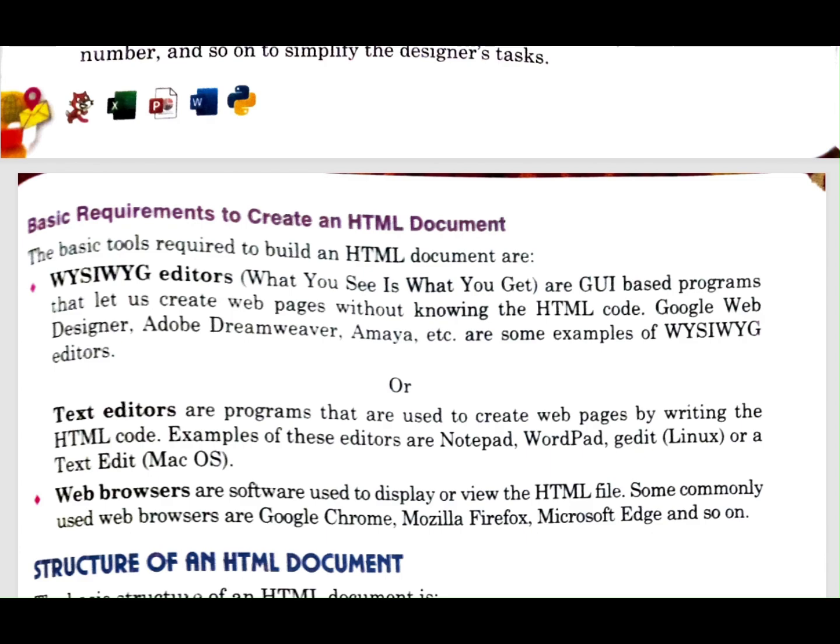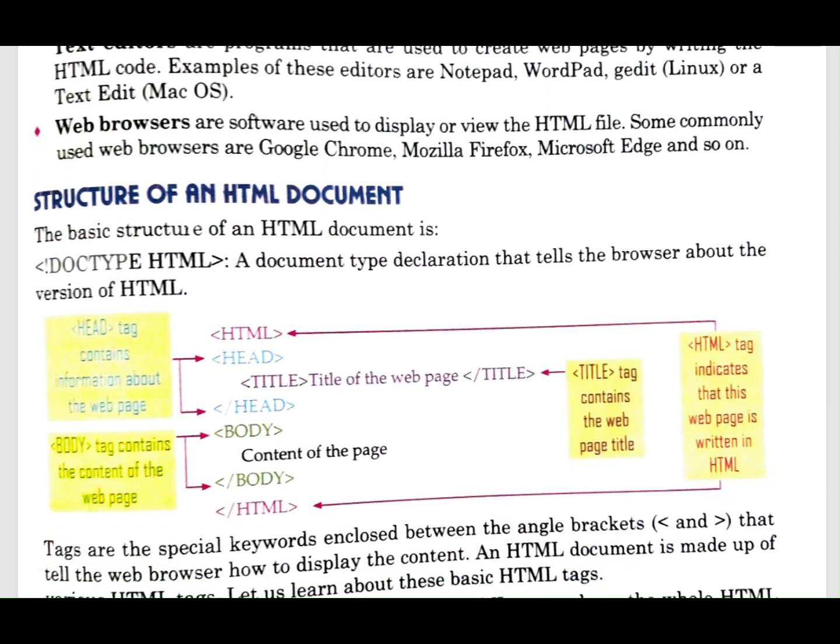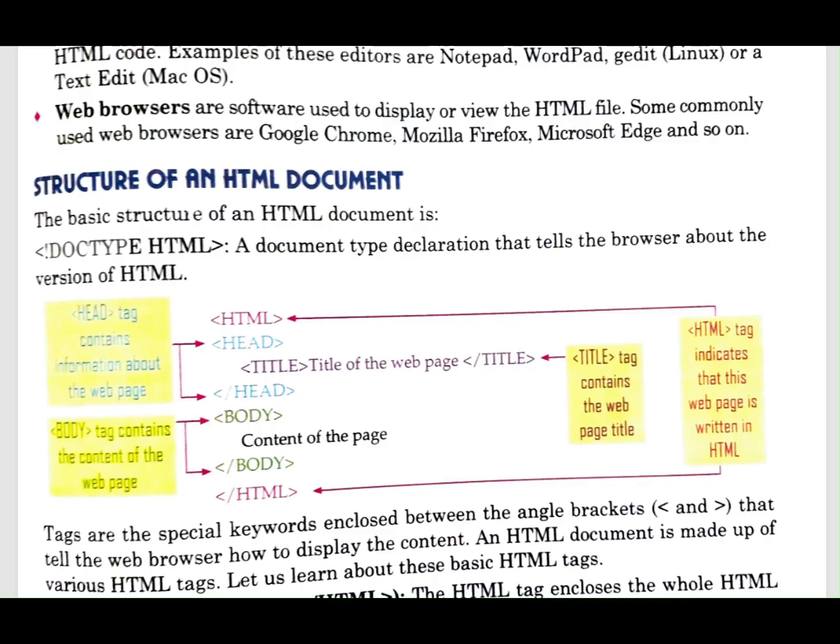Now let's see the basic structure of an HTML document, how you script a program. Here the first one is doctype HTML, a document type declaration that tells the browser about the version of HTML. What we write in angular brackets, these codes are known as tags. You should know that. So doctype HTML is the first tag. After that we will go to HTML, and HTML has nested tags. Ahead you will read about nested tags.